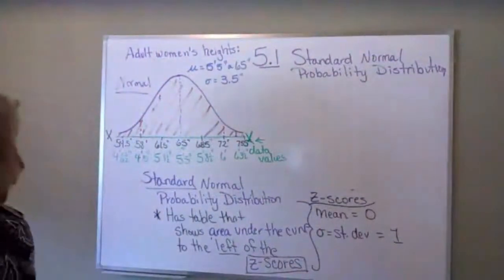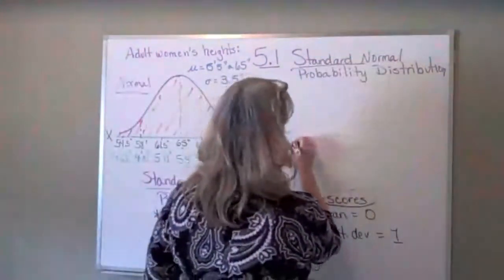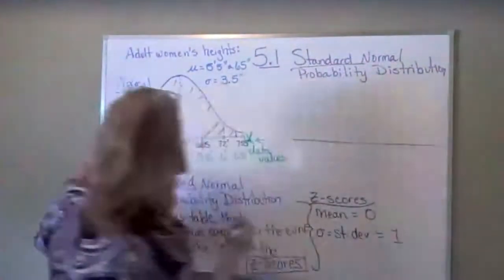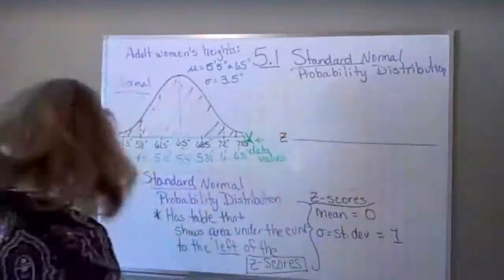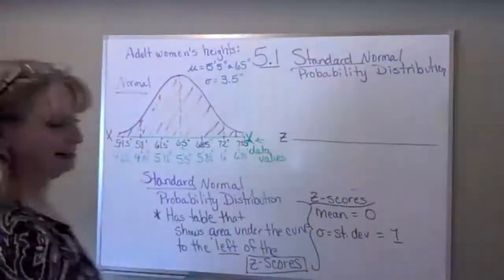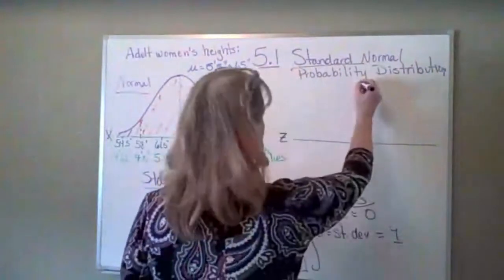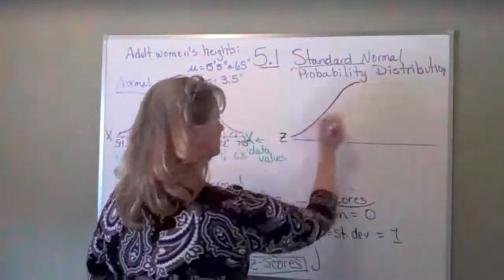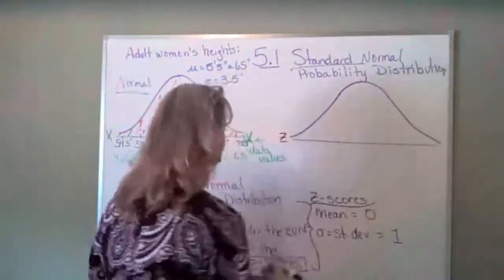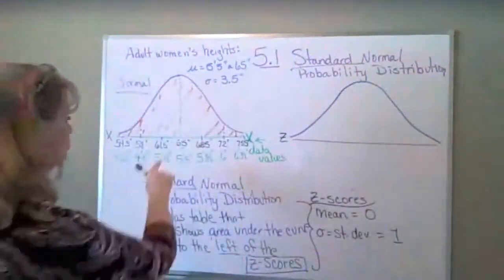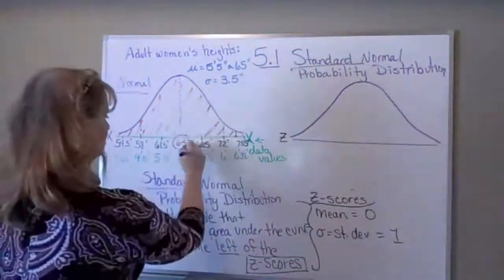Now, when we change that to the standard normal probability distribution, that means we convert these data scores all to z-scores. The curve looks exactly the same. I'm going to try to draw it exactly the same. So the curve is still going to look the same, except if I do the z-score for 65 inches here, let's just do that one right there.